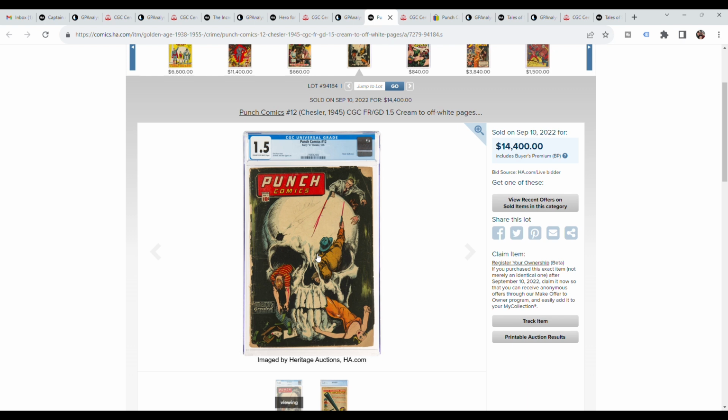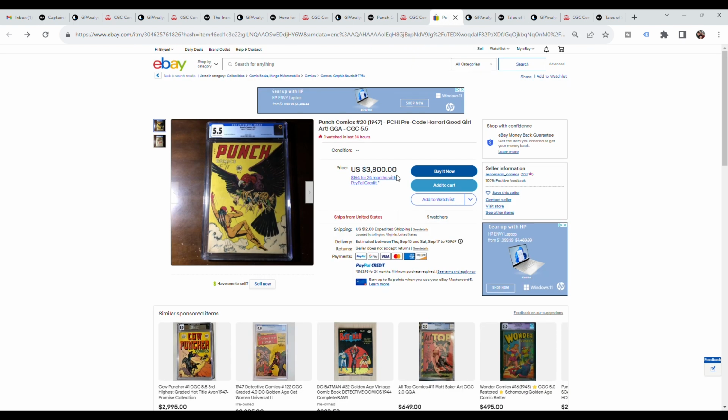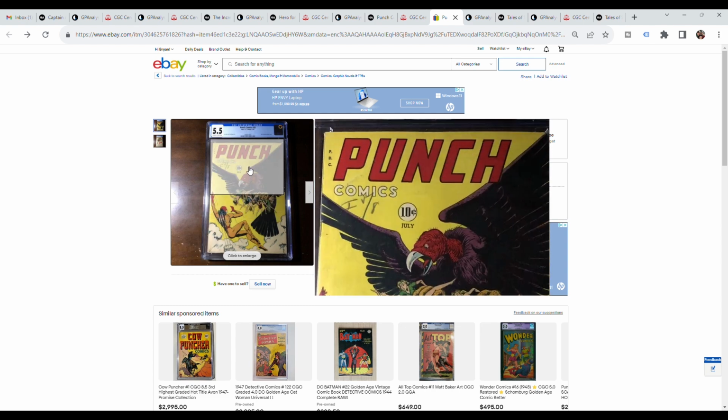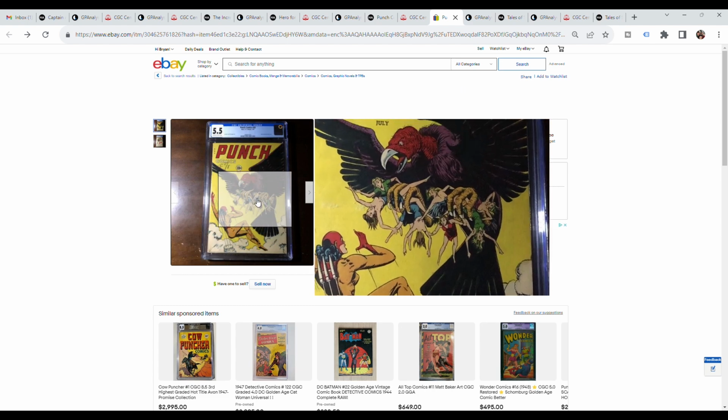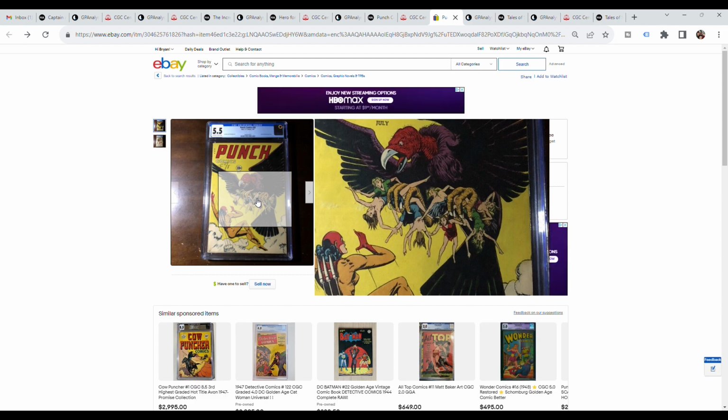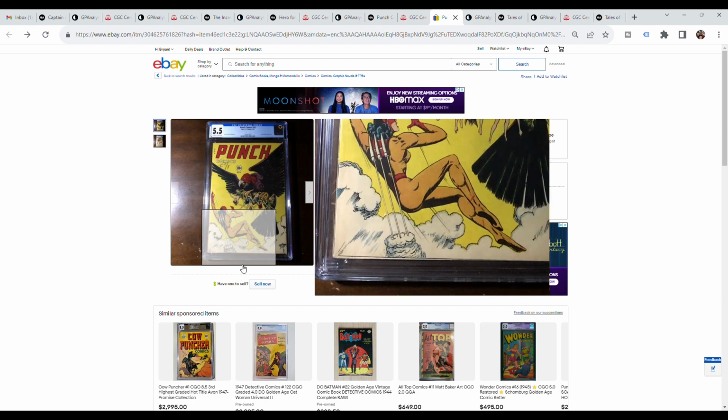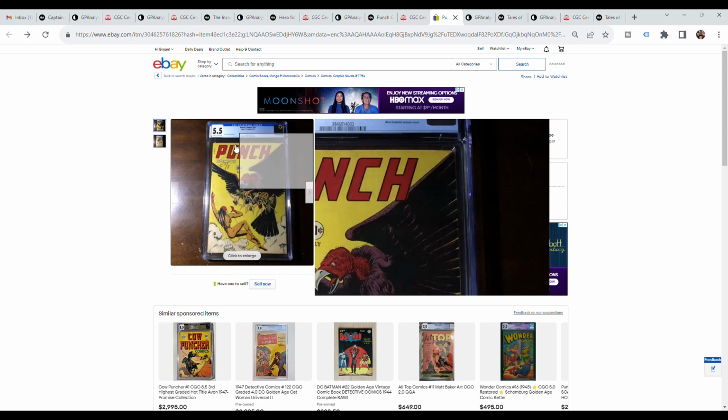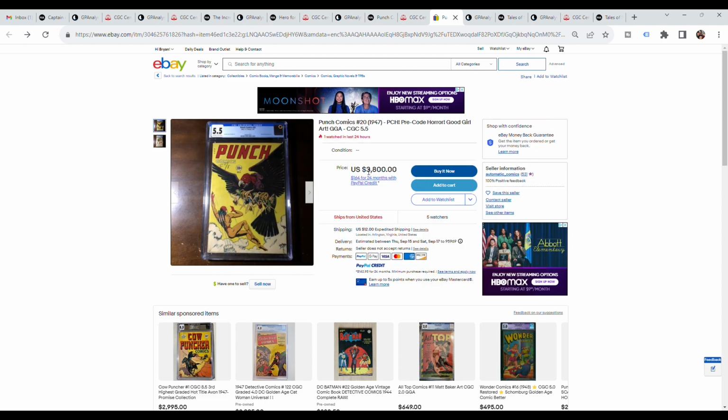There's just so many people bidding for it, wanting it in their collection, and there's so few to go around. And one thing that's interesting about it, to drive home the point of cover cell comics, is if we look at another cool Punch Comics, issue number 20, just a few issues later, this is another cool cover, right? It's got a slightly controversial cover. It's got exposed breasts on the ladies here on the cover. It's also a very collectible Punch Comics, but here you can get a 5.5 for $3,800.